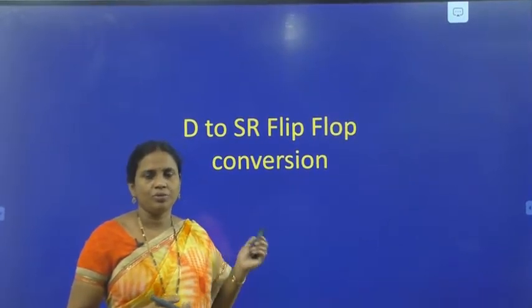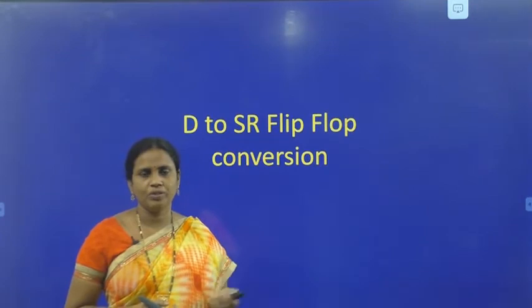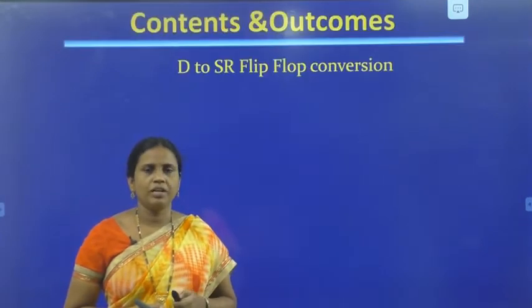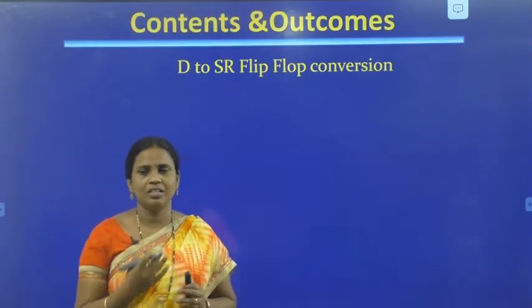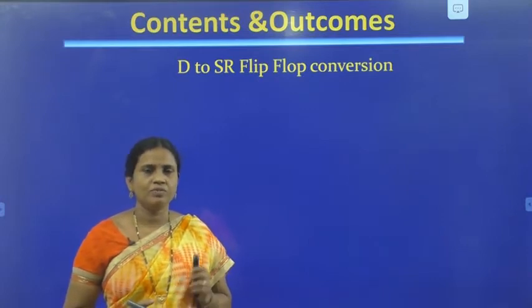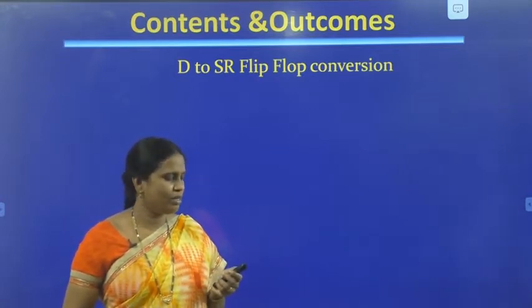Now let us see how to convert D to SR flip-flop. At the end of this class you will be able to convert the given D to the SR flip-flop. For that we have a procedure. Let us remember our procedure.